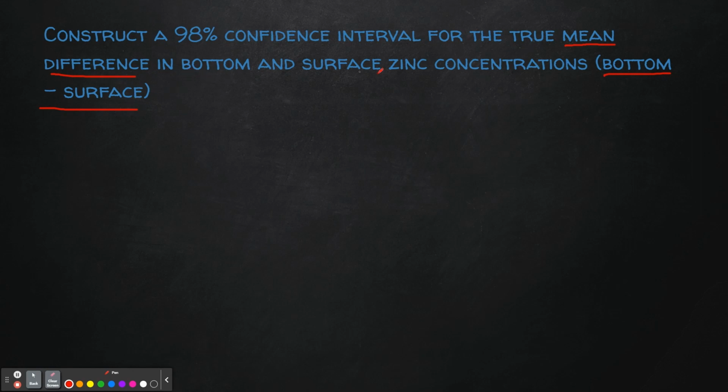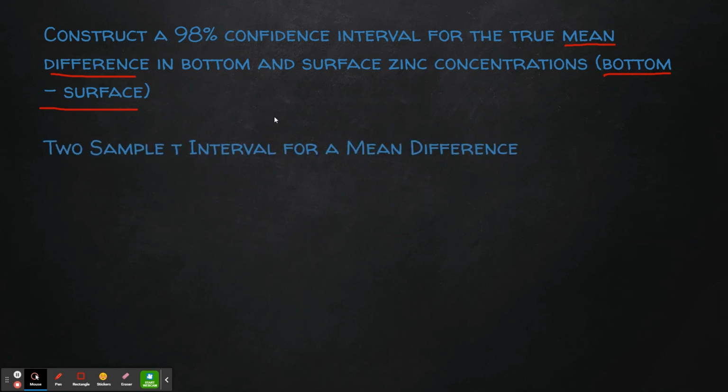It is not necessarily required that you list this out, but I like to add it. It's a little bit in the notation of bottom and surface that we're doing bottom minus surface here in our state phase, but I like to say explicitly that it's going to be bottom minus surface, just in parentheses after the end of the sentence. This is a two-sample t-interval for a mean difference, or you could say mu sub d. Mu sub d is common notation for a mean difference.